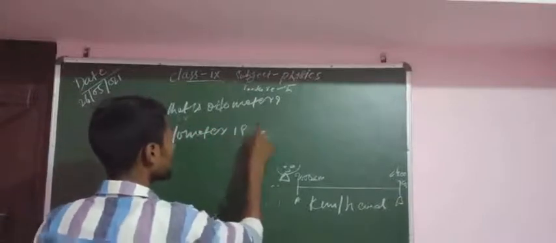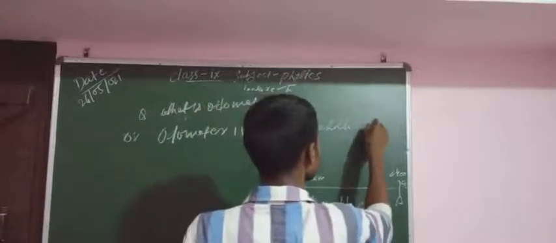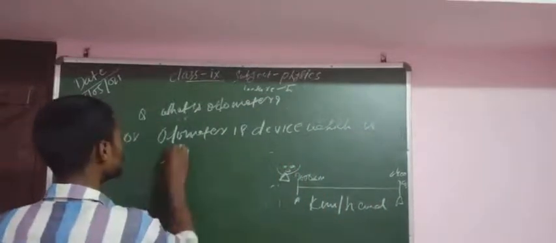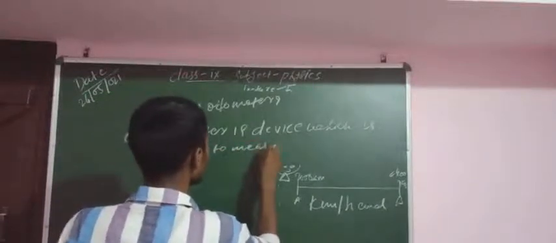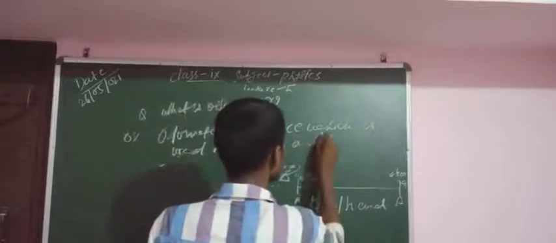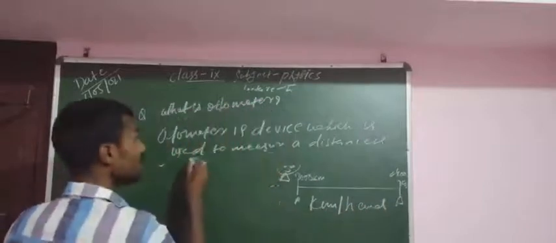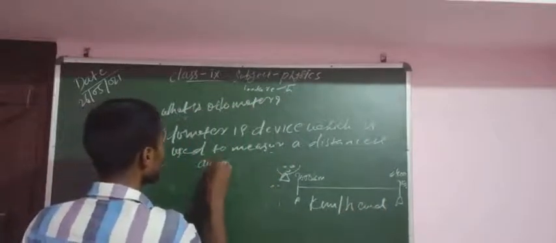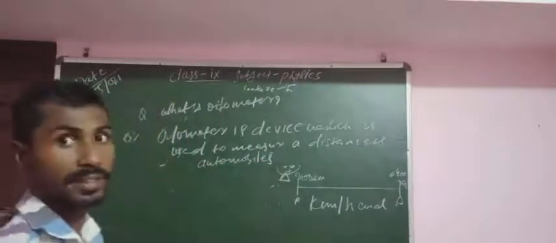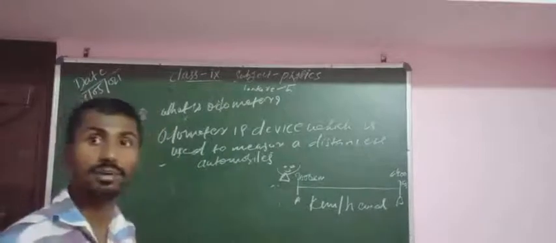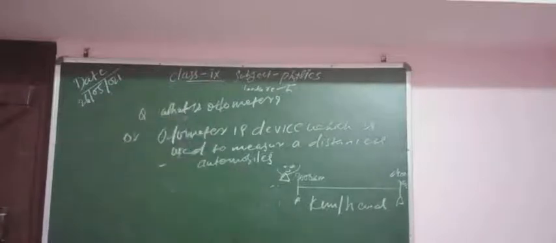Odometer is a device which is used to measure the distance in vehicles or automobiles. This is a simple definition of odometer. Odometer is a device which is used to measure the distance in vehicles or automobiles.